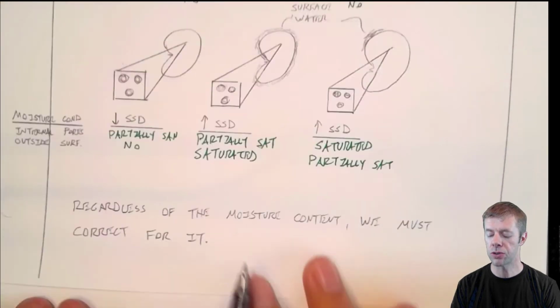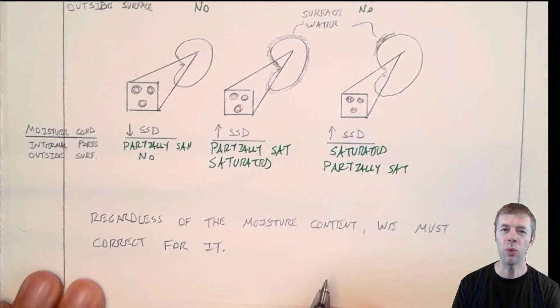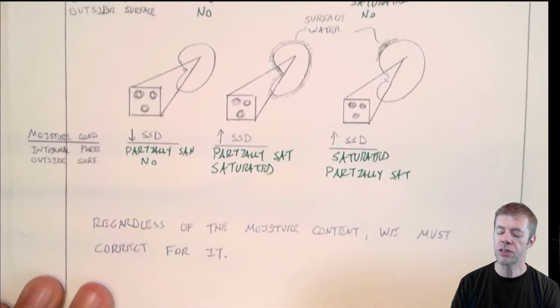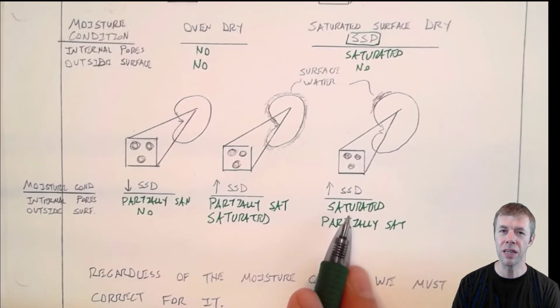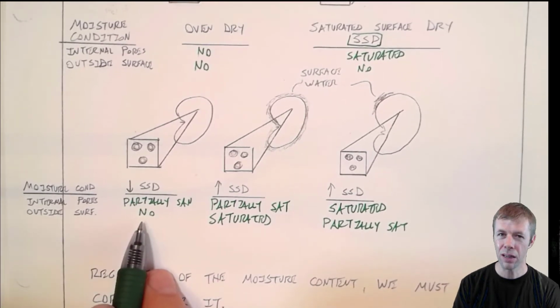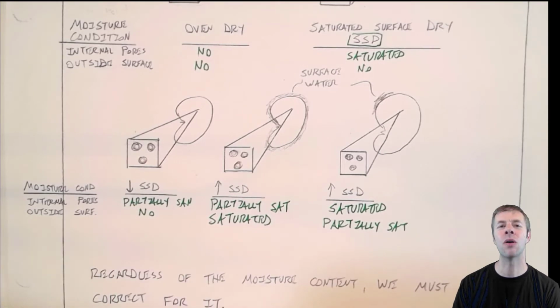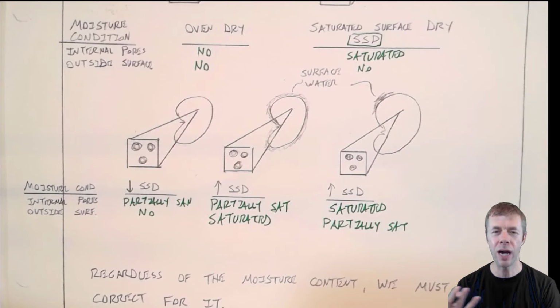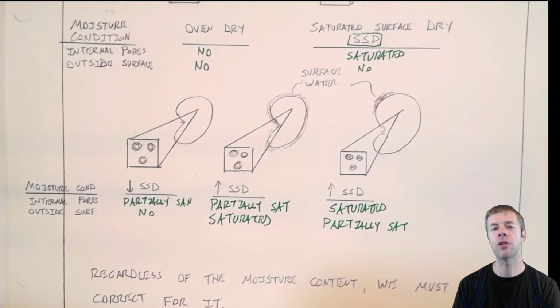But regardless of this moisture content, we've got to correct for it. Because in these situations where we're above SSD, we're actually going to be adding more water to the concrete. And in these situations that we're below SSD, we're actually going to be taking water out of the concrete mixture. And we've got to get this kind of tug of war, this back and forth, just right to get our water to cement ratio correct and keep our workability constant. That's a key in providing consistent concrete.